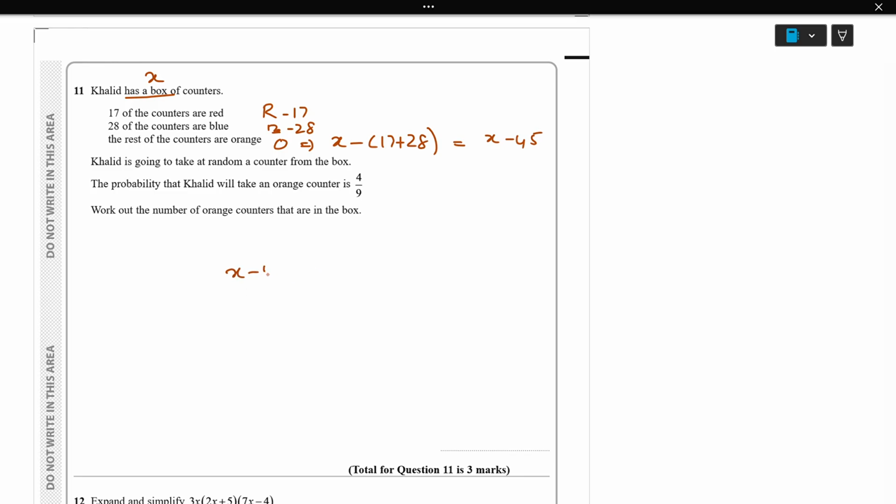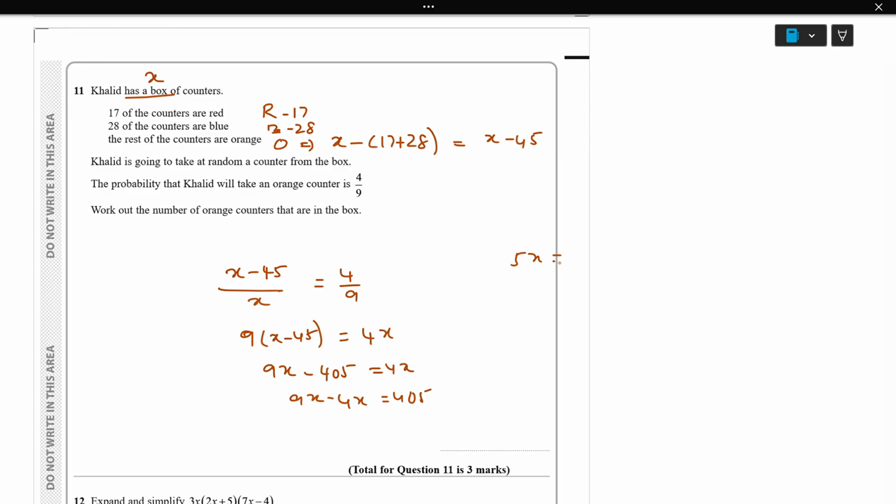So (x − 45) out of the total number equals 4 over 9. So work out the number of orange counters in the box. First we'll find x, then we'll work out orange. So from here, 9 into (x − 45) equals 4x, which is 9x − 405 = 4x. Bring x here: 9x − 4x = 405. So 5x = 405, x = 81.